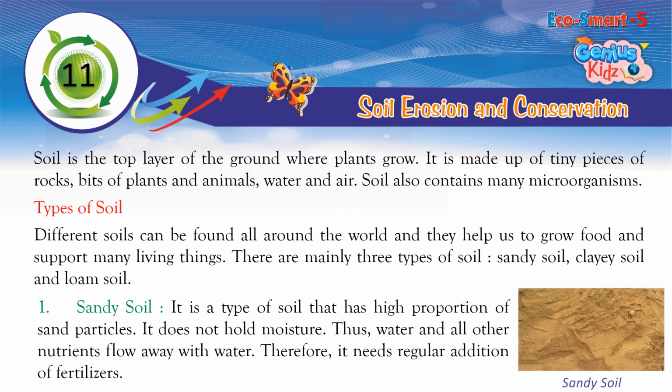Soil is the top layer of the ground where plants grow. It is made up of tiny pieces of rocks, bits of plants and animals, water and air. Soil also contains many microorganisms. Types of soil. Different soils can be found all around the world and they help us to grow food and support many living things. There are mainly three types of soil: sandy soil, clay soil and loam soil.